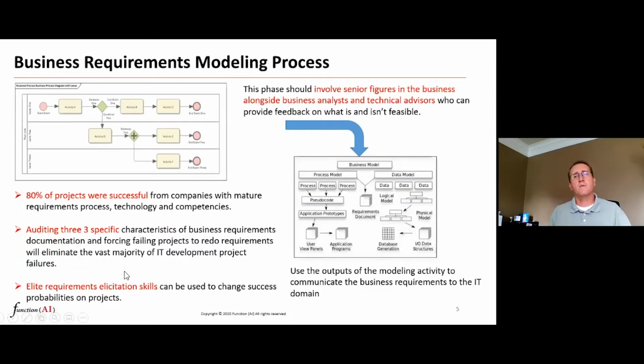So in the business requirement modeling process, this is the phase where senior figures of the business, alongside the business analysts and the technical advisors, your senior developers, come in and help do the scope, and provide feedback to the senior leaders on what is feasible and what is not. At this time in the conversation, with the main stakeholders, with senior leaders, with the people that are driving the need because they've identified as a part of their business, this is what they need from the IT organization.